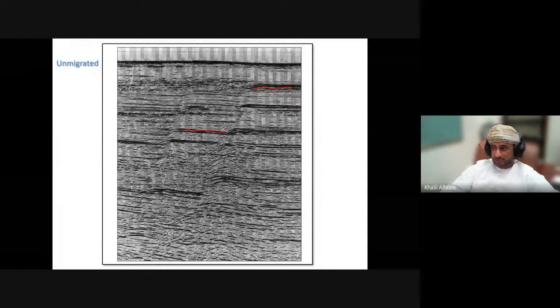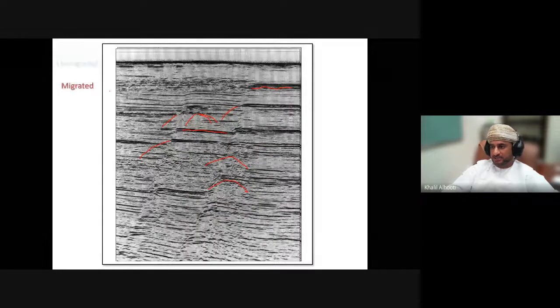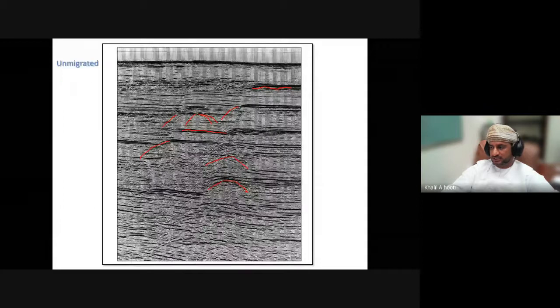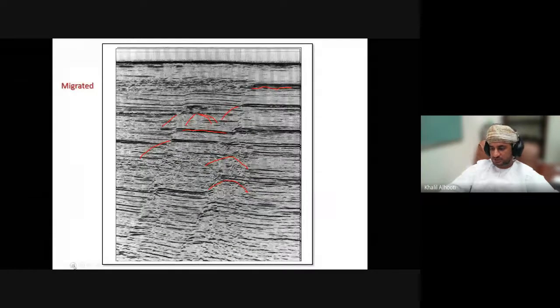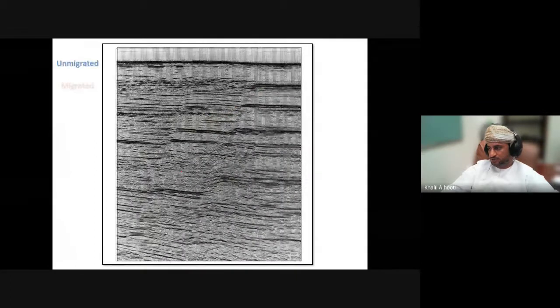This is before migration because I'm already seeing this energy. Do you see this energy here? These are diffraction energy. This is also a diffraction energy. These are all diffraction energy moving like that. How can I remove them? I apply migration. So in the migrated section, I remove my drawing, compare between the two.